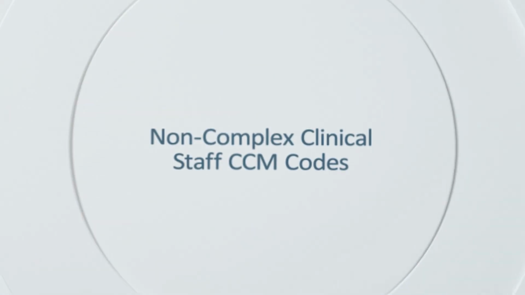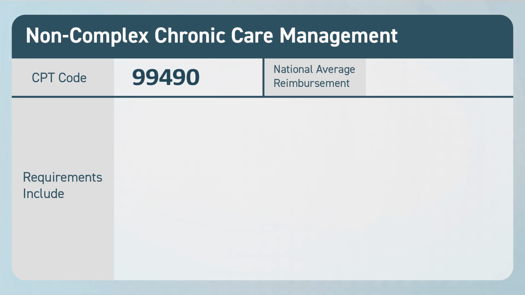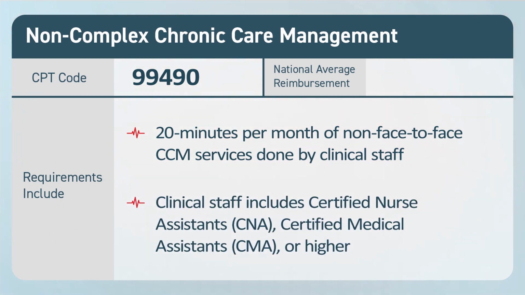Let's start with non-complex clinical staff CCM codes. The first code is 99490. It is for 20 minutes of non-face-to-face CCM services done by clinical staff. Clinical staff can be a certified nurse assistant, certified medical assistant, or higher on your staff. Current national average reimbursement is about $62.